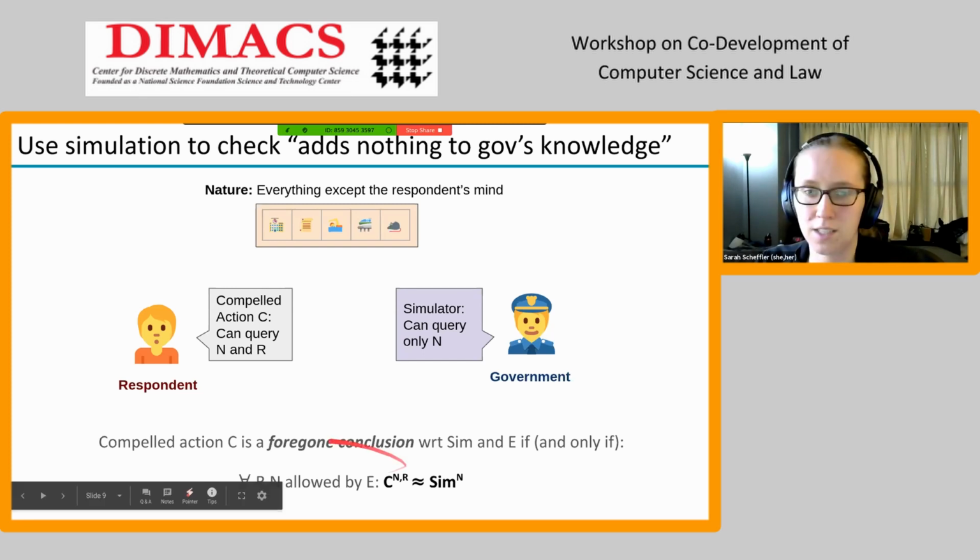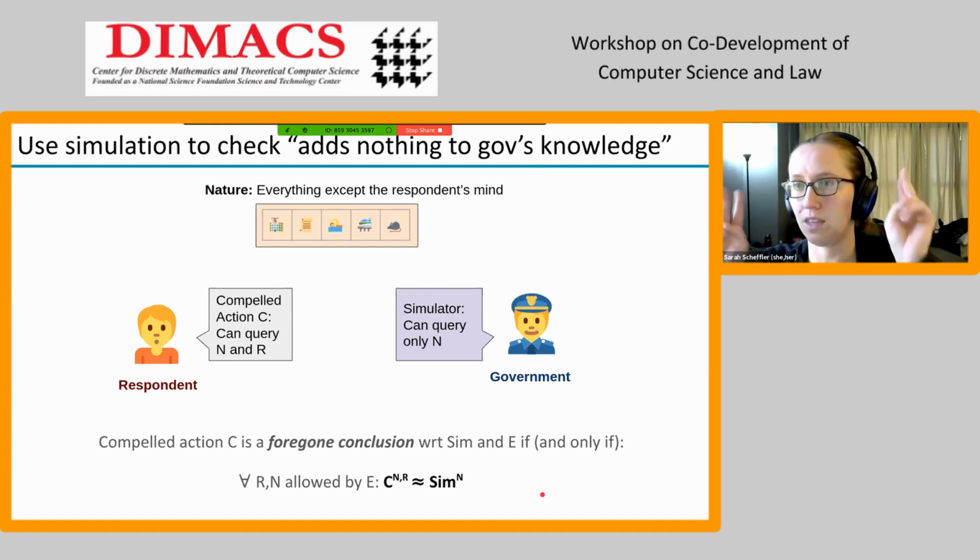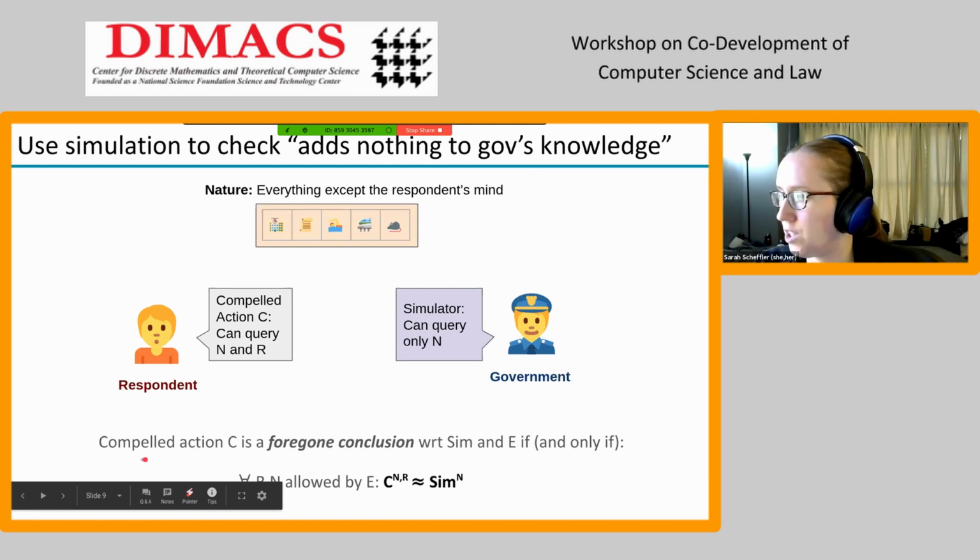For computer scientists, all of these are Turing machines that are PPT in a parameter that you should think of as like the amount of evidence. So, okay, we say a compelled action is a foregone conclusion with regards to the simulator and this E thing that I'll explain in a little bit, if the compelled action's results with access to both nature and the respondent's mind are indistinguishable from the simulator's results using only nature.